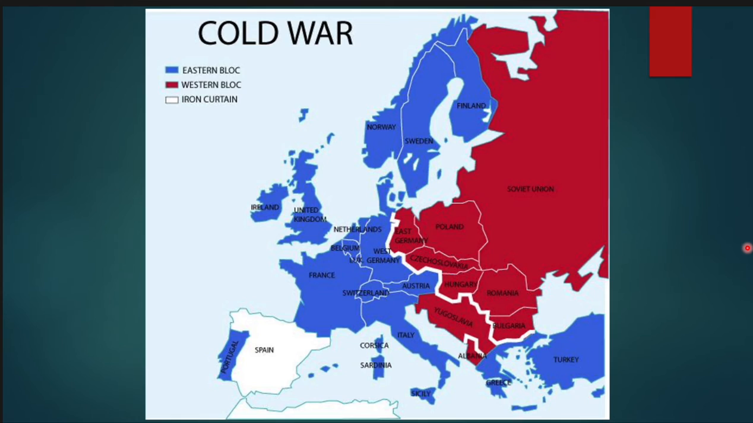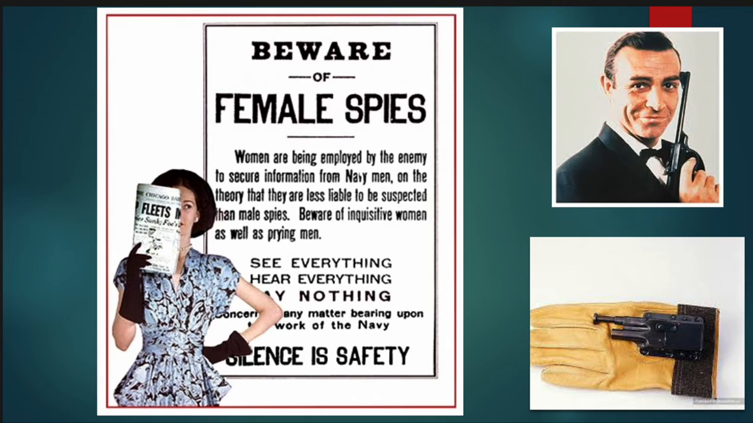Now these things emerge where you have to figure out what the other side is going to do before they do it, so you're prepared. How do you do that? Spies. Like Bond. James Bond.